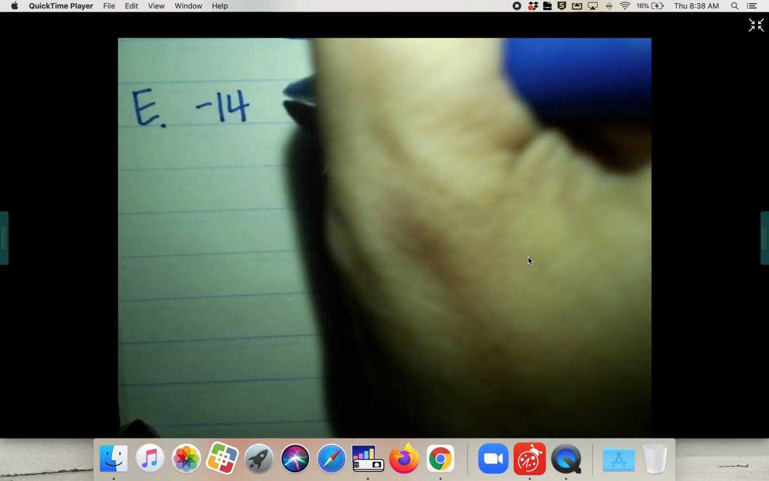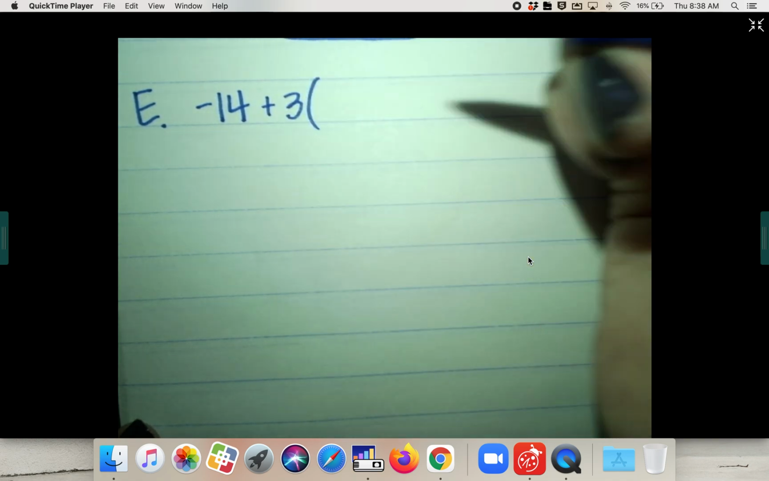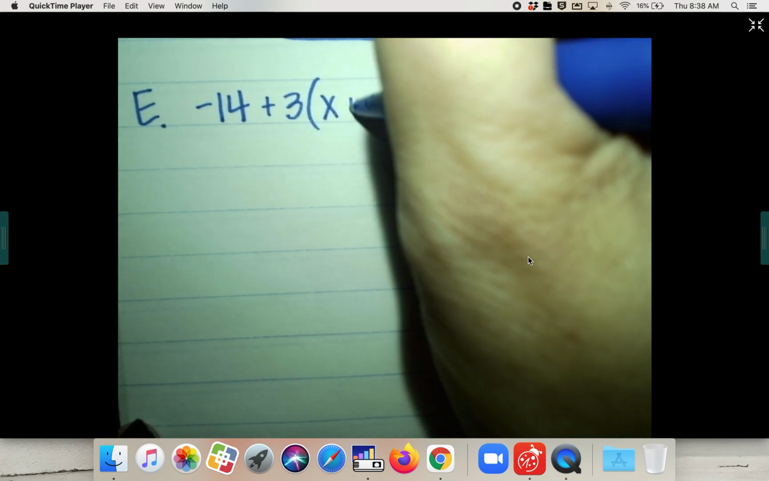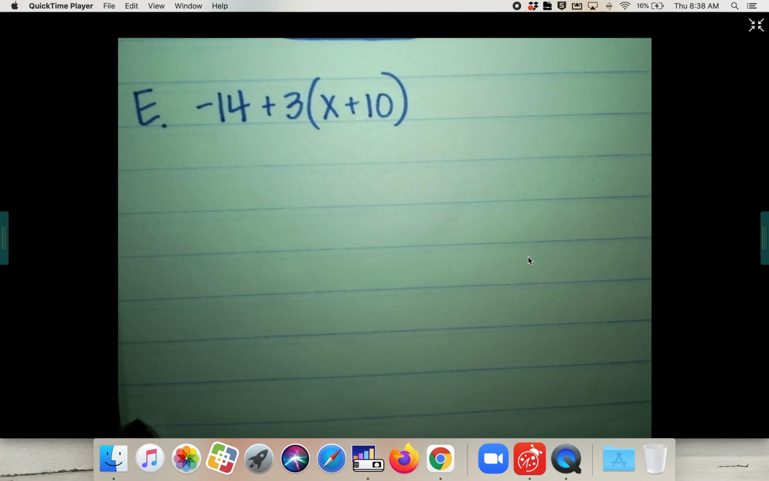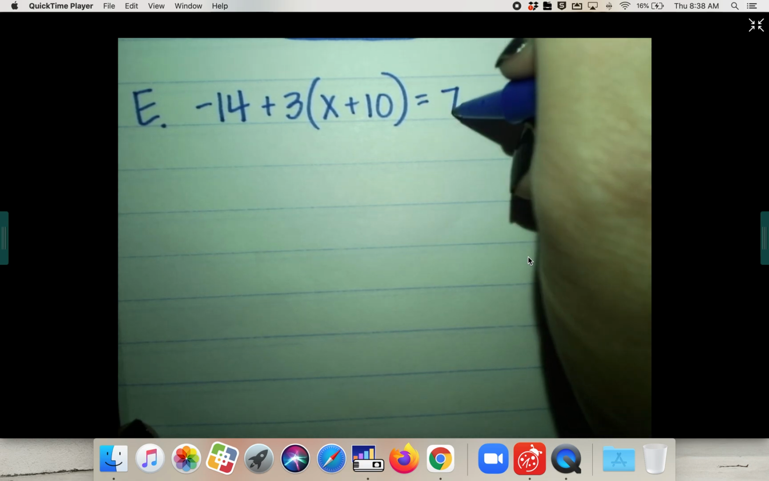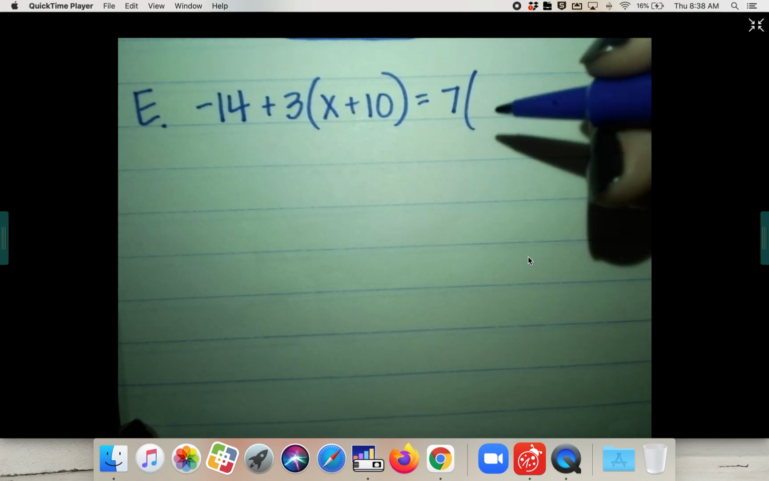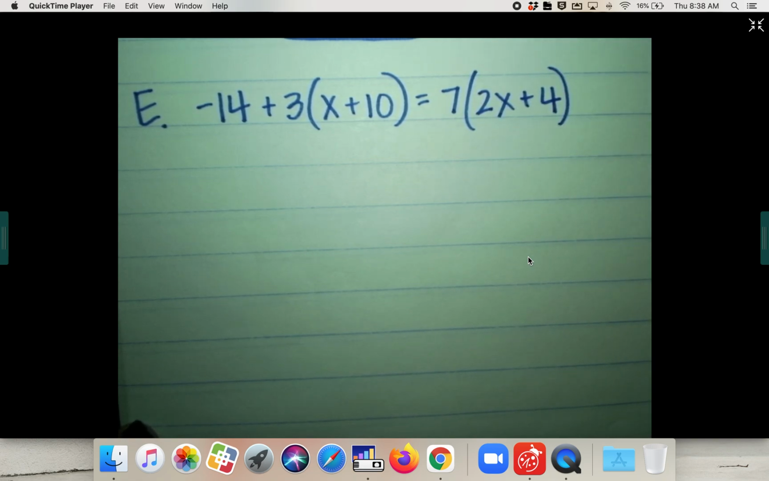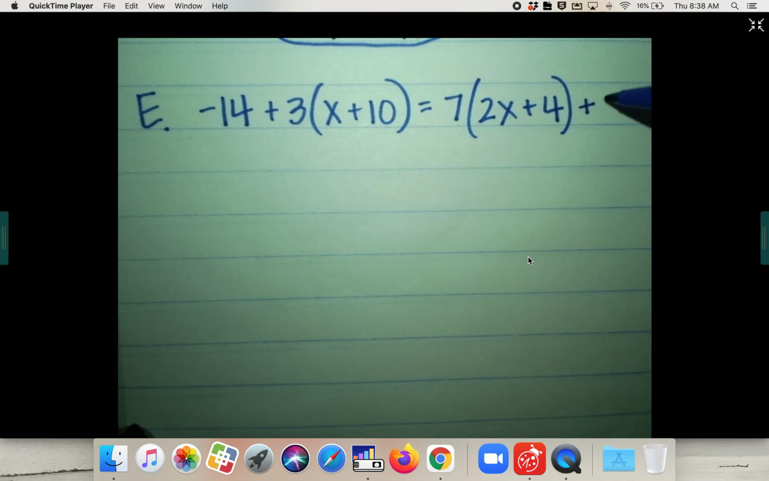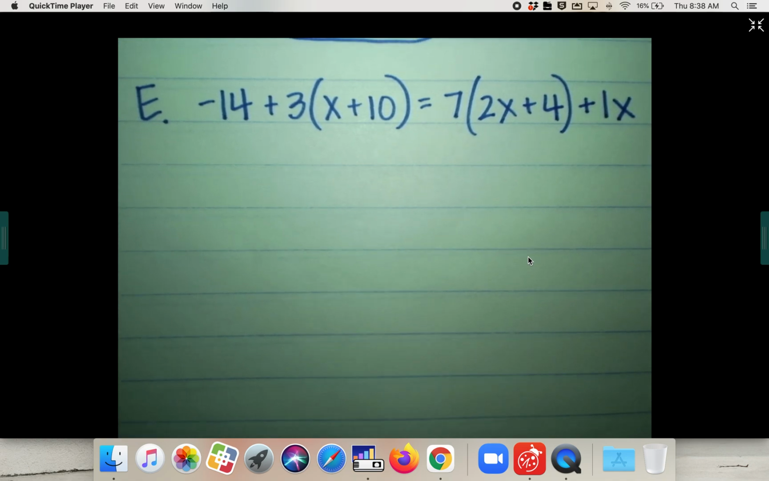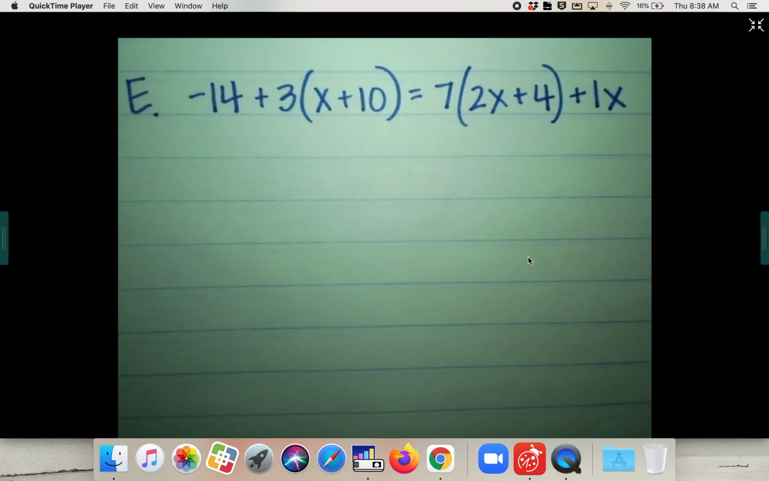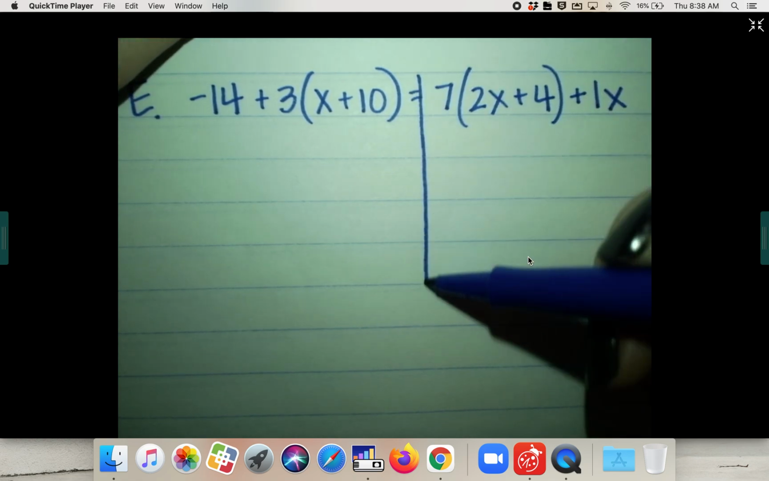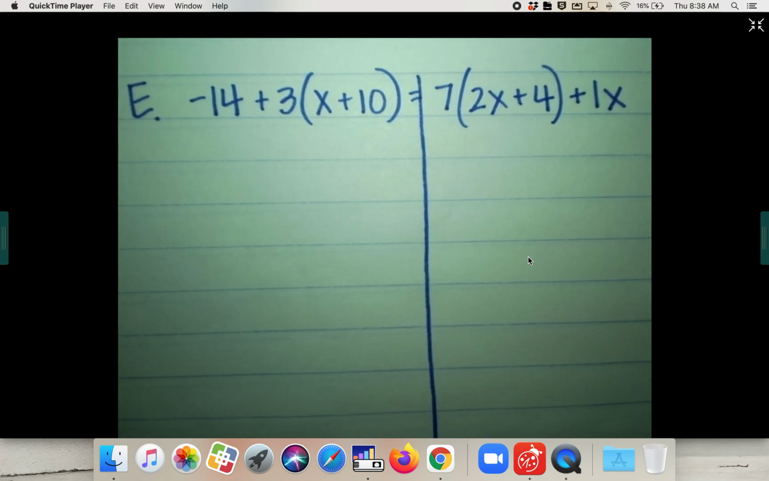I would make sure you have a lot of room for this one. Here we go. Negative 14 plus 3 times the quantity x plus 10 equals 7 times the quantity 2x plus 4. And just when you thought we were done, we've got a plus 1x over here. Okay. That's not bad. It's not terrible, actually. We can do this.